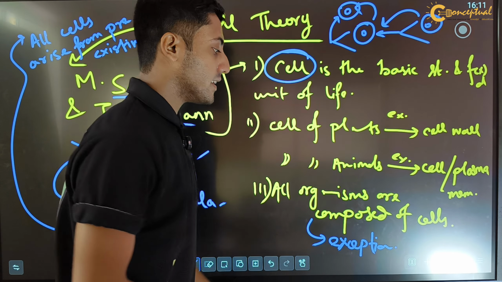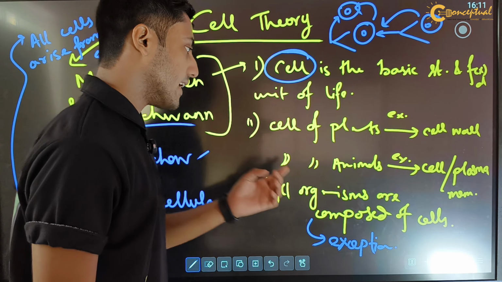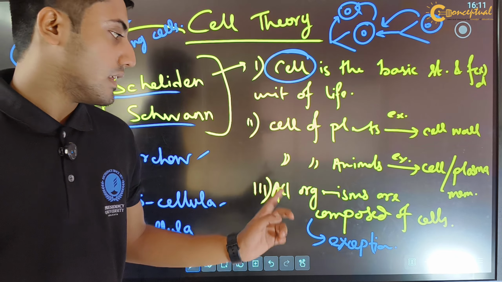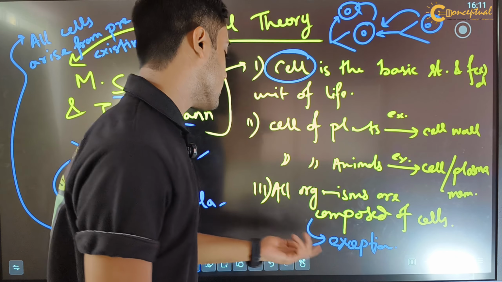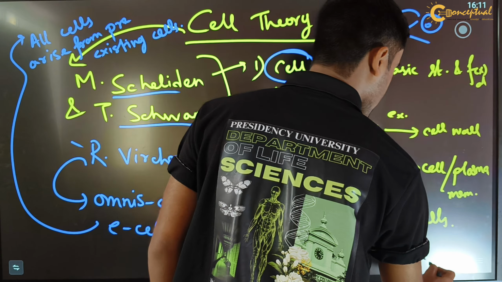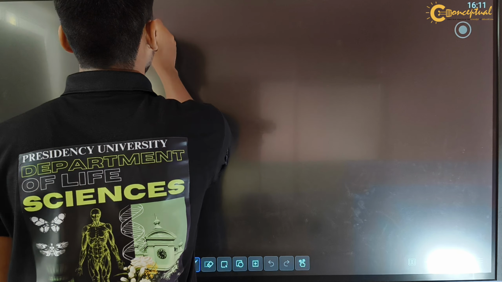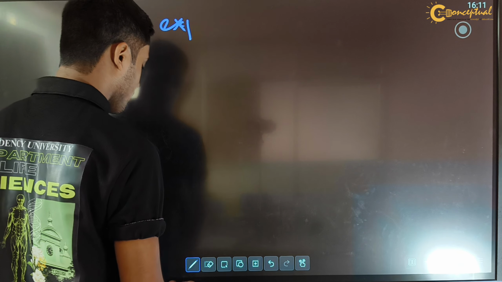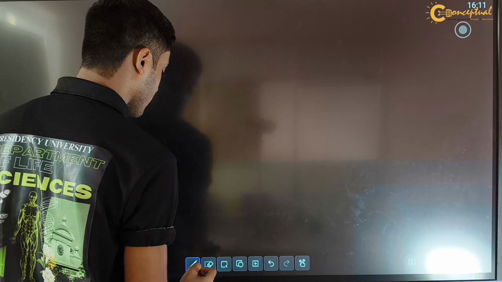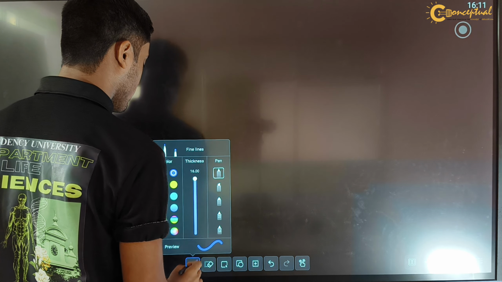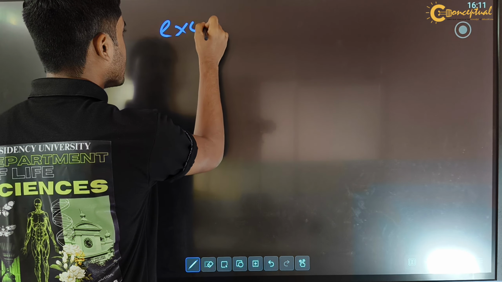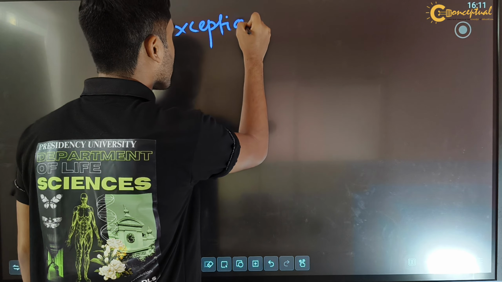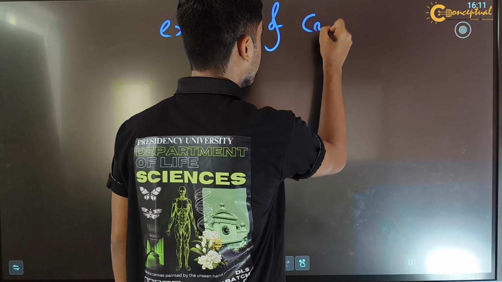So as we said, there is an exception to the cell theory that all organisms are composed of either one or multiple cells. So what is the exception? Exception of cell theory.